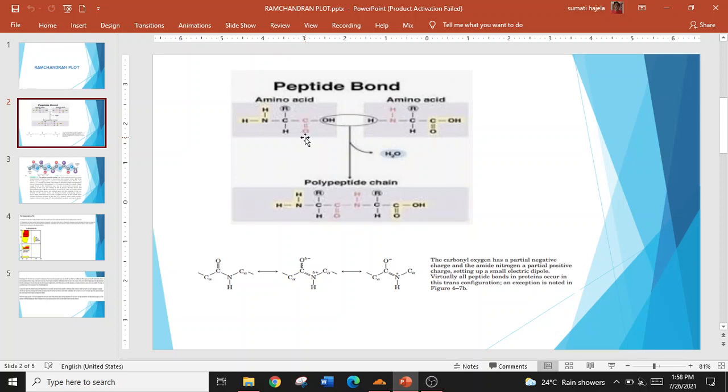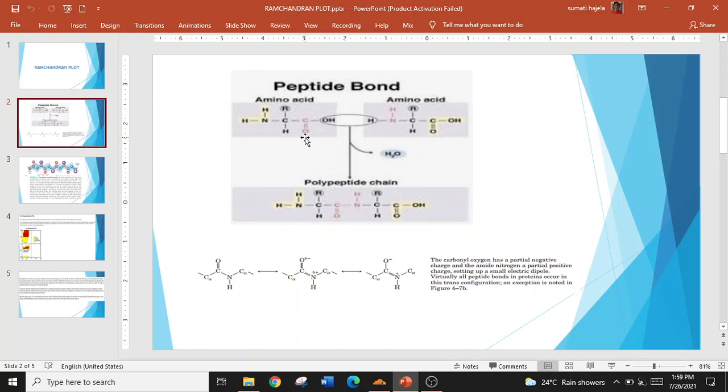Gibbs free energy is denoted by capital G in thermodynamics. Proteins in their functional conformation are called native proteins. Now, what are peptide bonds, for which Ramachandran Plot explains certain things? The peptide bonds and their stereochemistry.